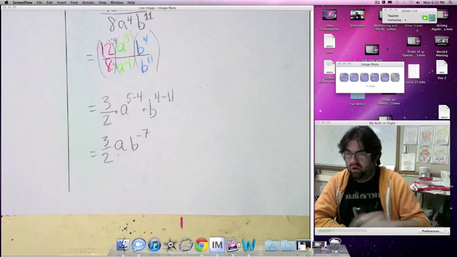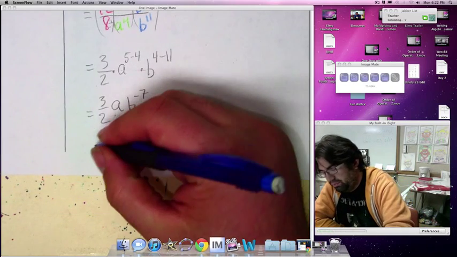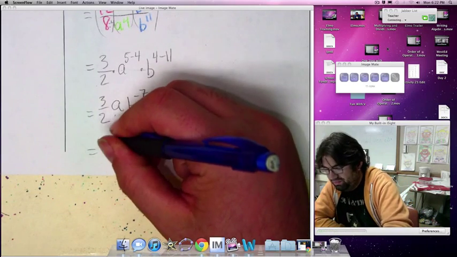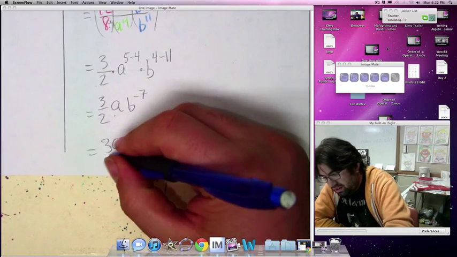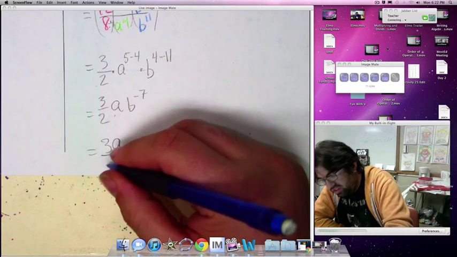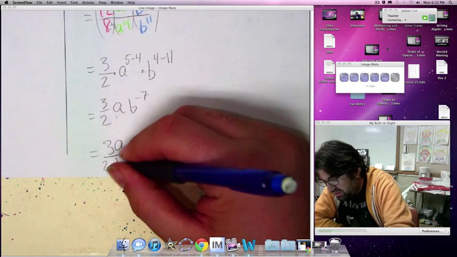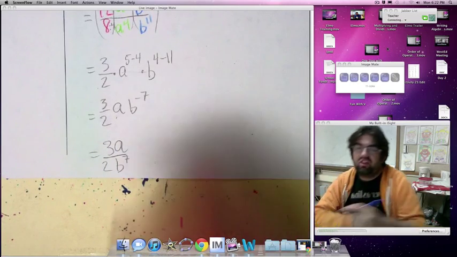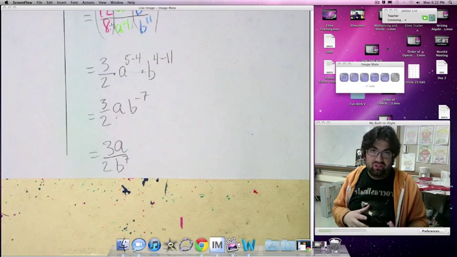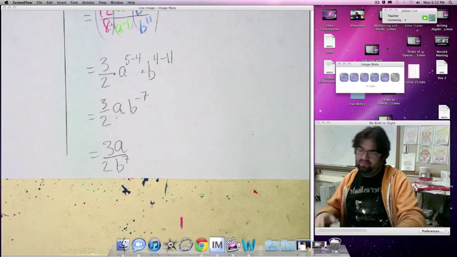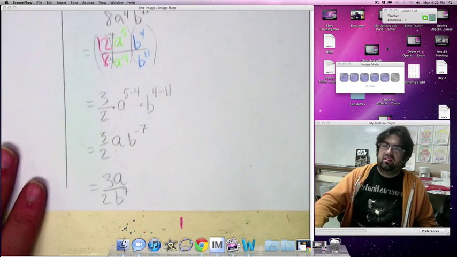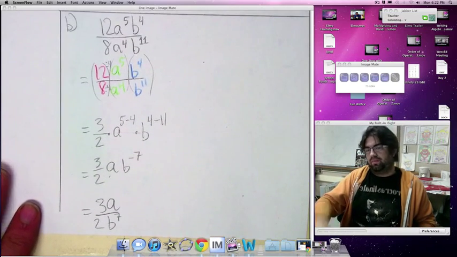So now comes the fun part. What goes on top, what goes on bottom? 3 goes on top. A is positive, so he's going up there also. Divided by 2 in the denominator. B has a negative 7 on it, so it becomes positive 7. The exponent becomes positive 7 when it's moved to the denominator. That's example B.